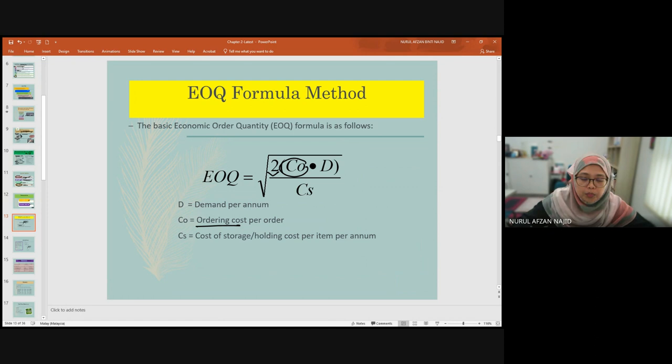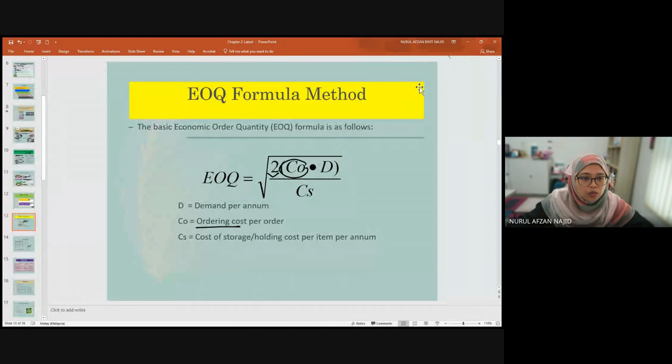Yang tu pun you kena take into consideration juga, sebab kadang-kadang dia bagi dalam bentuk total. So you pun ambil 2 darab RM50 total ordering cost. Ordering cost bukan total. It is per order. Satu order tu berapa ringgit? Macam tu. And another one, darabkan dengan titik besar ni darab.